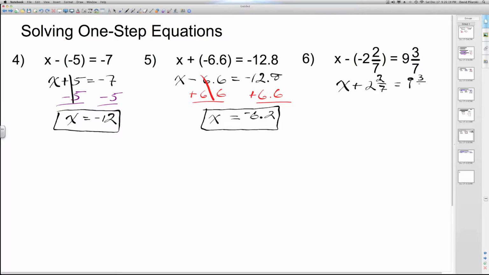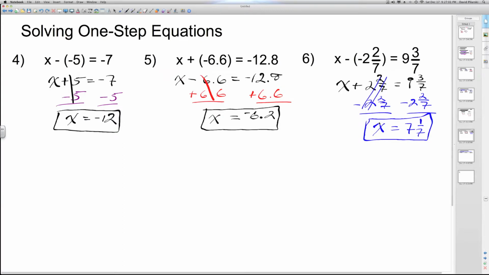So hopefully now you can recognize that since x is being added to a number, we're going to have to subtract that number from both sides using the subtraction property of equality. Subtracting 2/7 from both sides, the 2/7 on the left cancel because they're opposites, isolating the variable x. And on the right hand side, 3/7 take away 2/7 is 1/7, and 9 take away 2 is 7. So the final answer here is x is equal to 7 and 1/7.